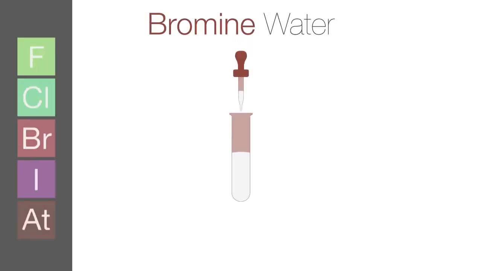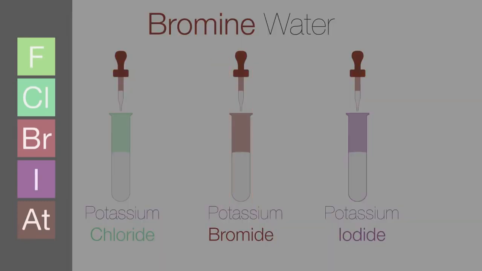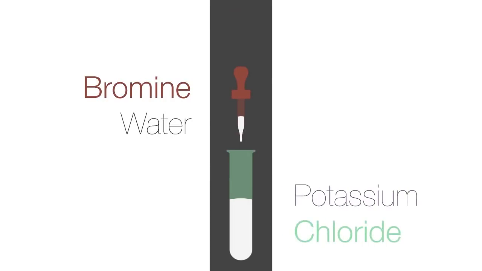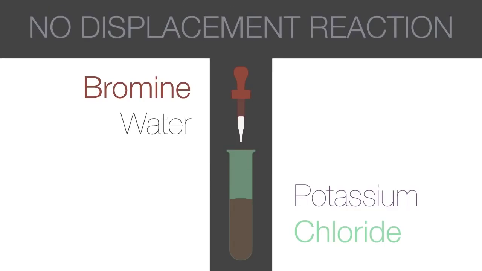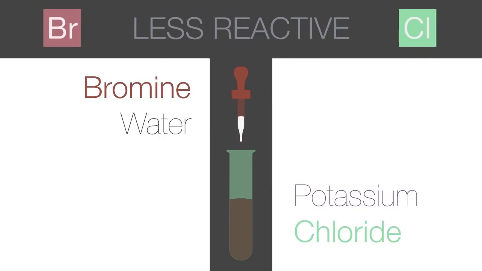Let's predict what happens when bromine water is added to the same 3 aqueous solutions. Please pause the lesson to think about this and resume once you are done. When we add bromine water to aqueous potassium chloride, this causes the solution to turn reddish-brown, but no displacement reaction occurs, as bromine is less reactive than chlorine.